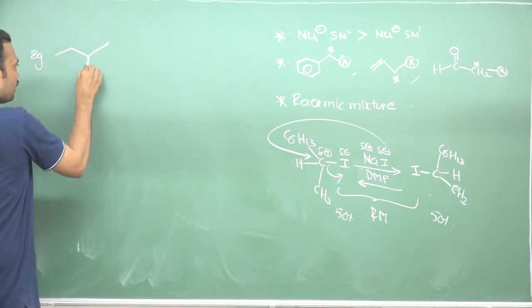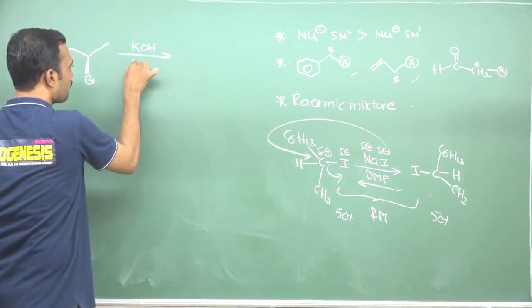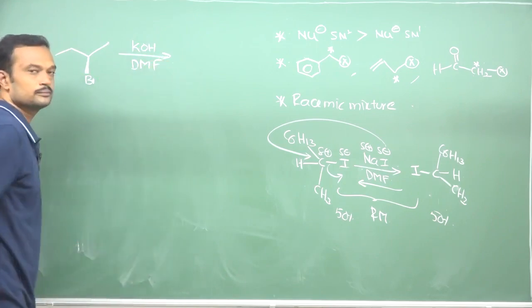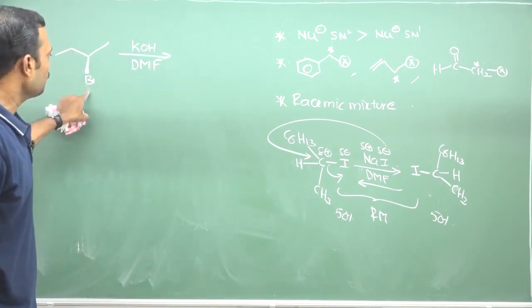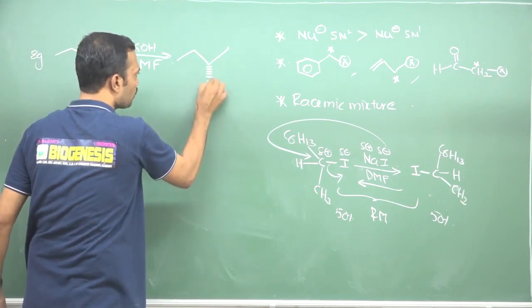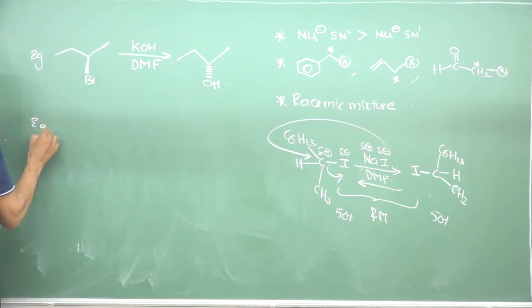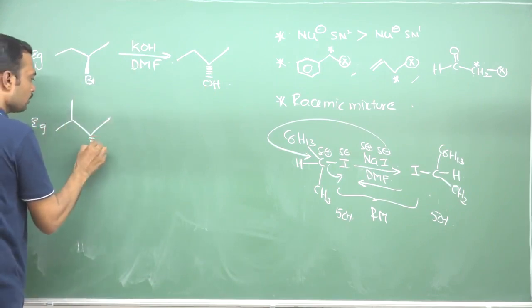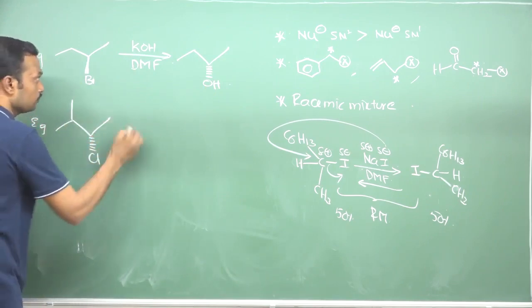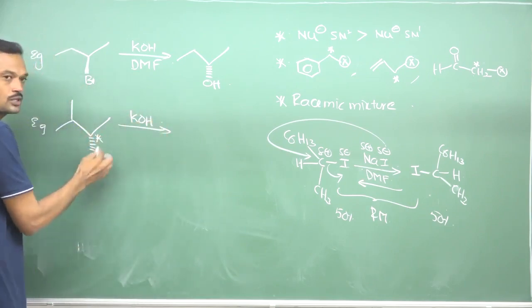Here the leaving group is bromine. Now, I am using potassium hydroxide in the presence of DMF. How to predict the answer? Now, the leaving group is oriented in the above direction. The attacking group, the nucleophile, is going to be oriented from the above direction to the below direction. You can write in any direction. See, this is one, and here I am writing chlorine. Now, I am using potassium hydroxide. Is it a chiral center or not? Yes, it is a chiral center.